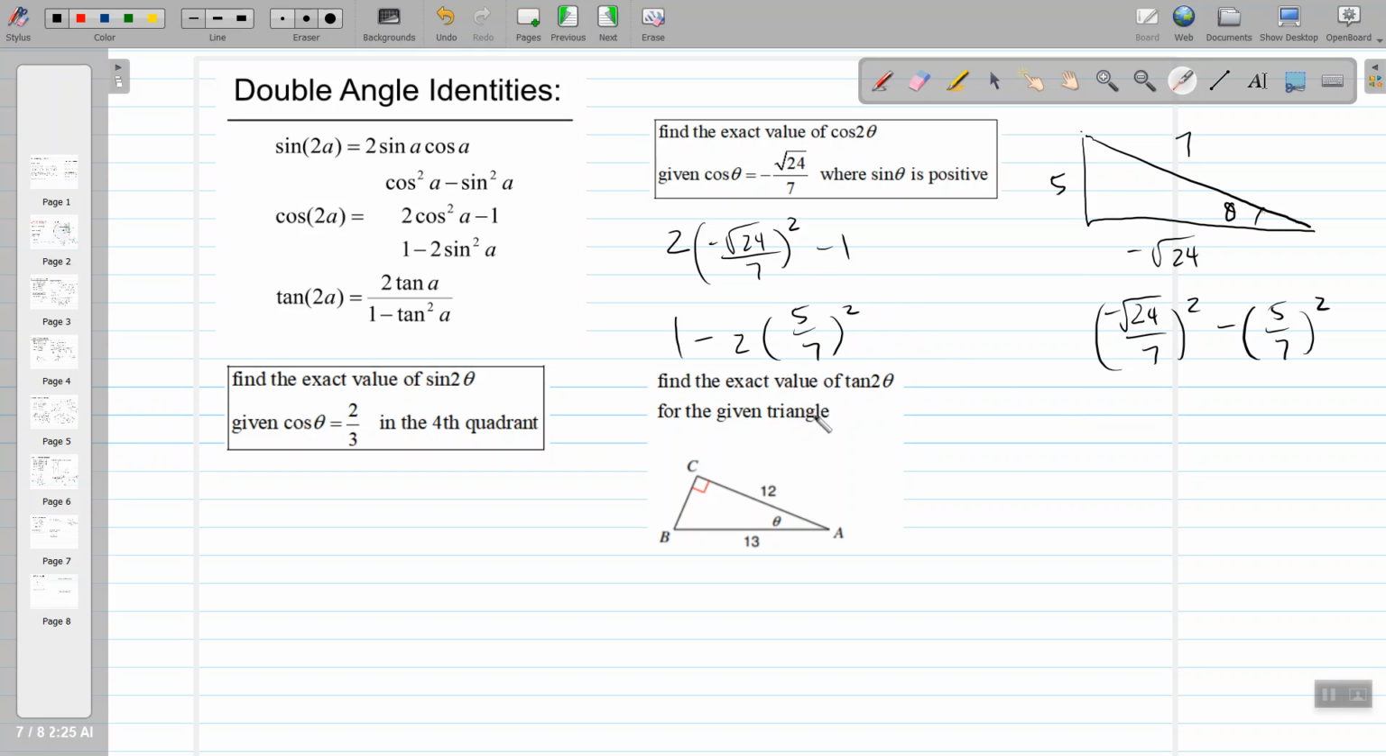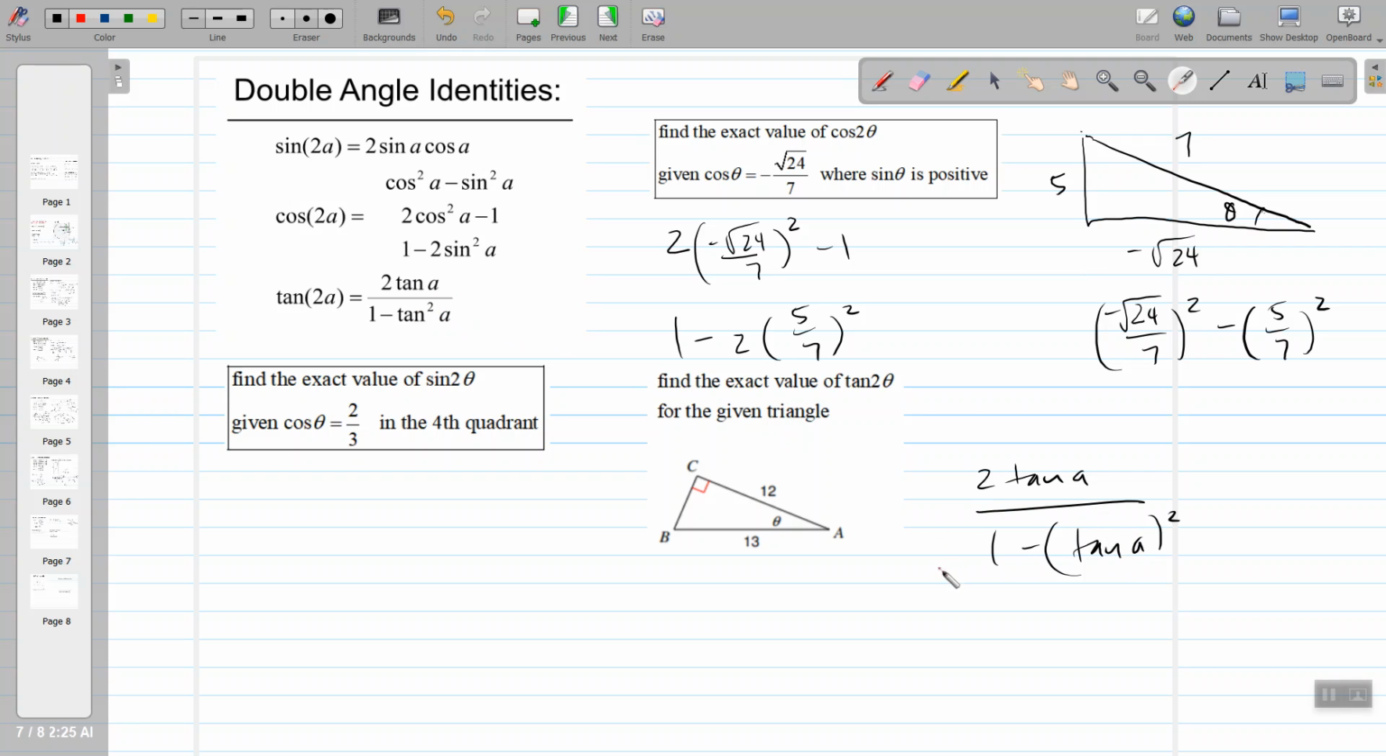Okay, next up, it says find the exact value of tangent of 2 theta given the triangle. So once again, they don't actually tell you what the angle is, or else you could just plug it in directly and figure it out. But you do have enough information when you use the triangle to plug it in here. So we want 2 tangent a over 1 minus tangent a squared. I'm just going to write it like this, even though it's written like this, because this will make it easier for me to plug things in. And to be honest with you, it means the same thing when you see it like that.